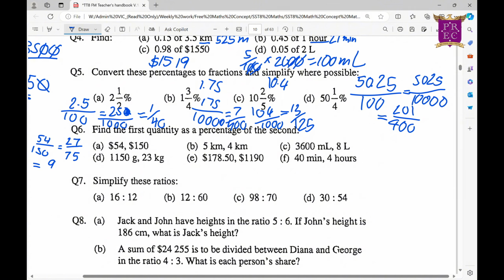75 how many times? 25 times. So 29 on 25 is 36%. So the answer is 36%. Okay.